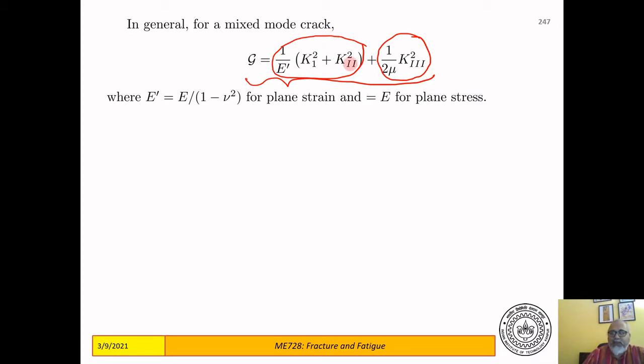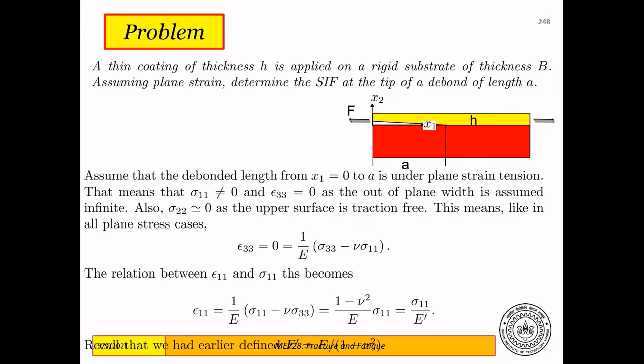So given K1, K2, K3, you will be able to get G, but the other way is not possible. Given G, you will not be able to say right away what is K1, what is K2, what is K3, because G is a combination of all three. However, if you are sure about the mode of the crack, if you know, for example, that K2, K3 does not exist, it's a pure mode 1 problem, then of course you have a handle on K1, whatever the case may be. Let us do a few problems using the energy concept.